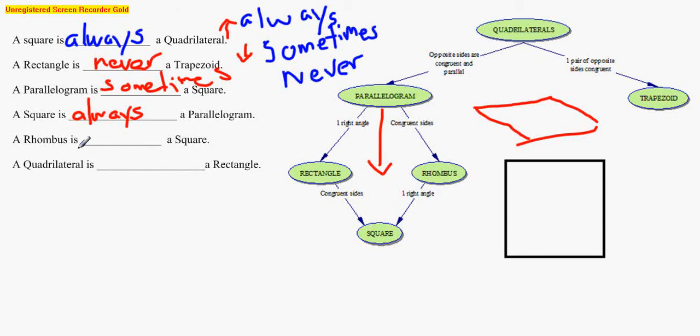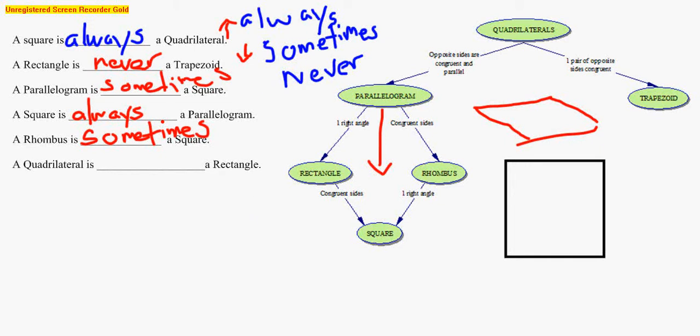We got 2 more here. A rhombus is blank a square. So a rhombus is here, and to get the square, we go downward again. So we're going to say that sometimes, right? And then let's think about it. A rhombus always has to have 4 equal sides.